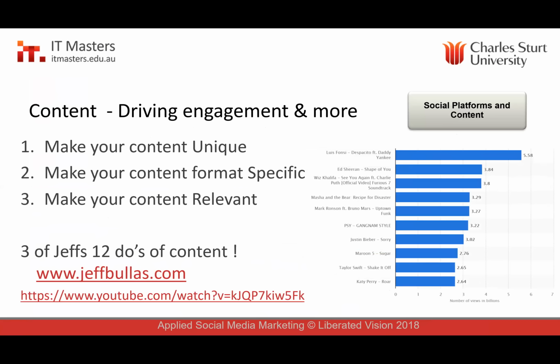So a couple of things now, moving into the content space and social media forums. There's 3 things, and again, I've tweeted some stuff from Jeff Bullis. Jeff is massive in terms of what's going on in social media and marketing generally, and he's got a list of 12 do's of content, and I just grabbed the first 3. Make your content unique, specific, and relevant, and I'm sure that Amy's going to reinforce that a little bit later when she shows us some of the stuff you've got going on.